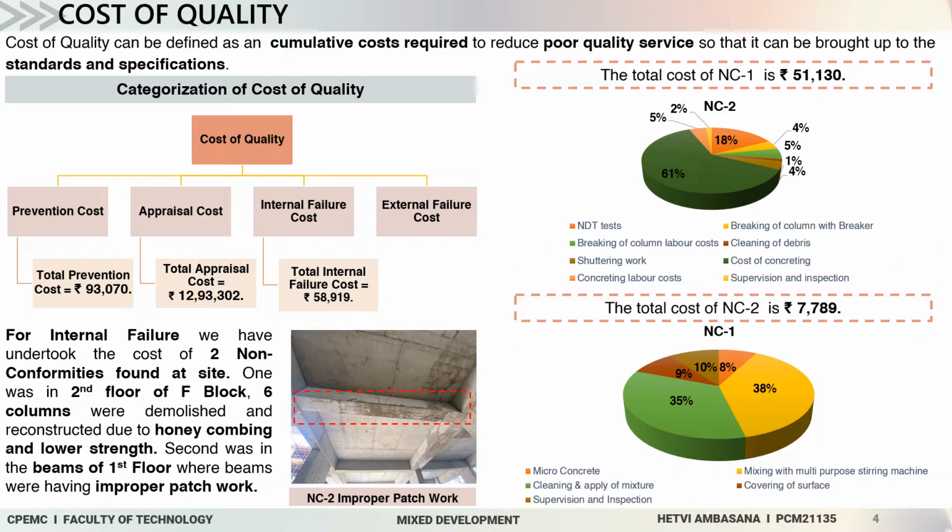The next cost is the appraisal cost. The appraisal cost includes the cost of calibration of QC lab equipment, cost of QC personnel salary at site, cost of third-party testing, and cost of setting up the QC lab. The total appraisal cost comes around rupees 12,93,000. The third cost is the internal failure cost.